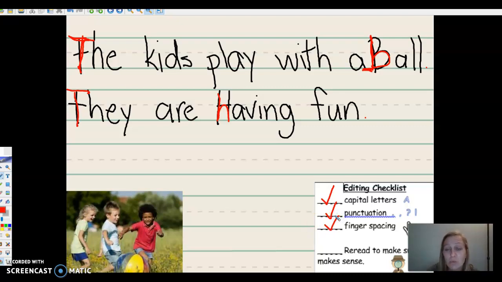The last thing we do is reread to make sure it makes sense. The kids play with a ball. They are having fun. Looks good. On the next page, you are going to be checking some sentences and making the corrections.